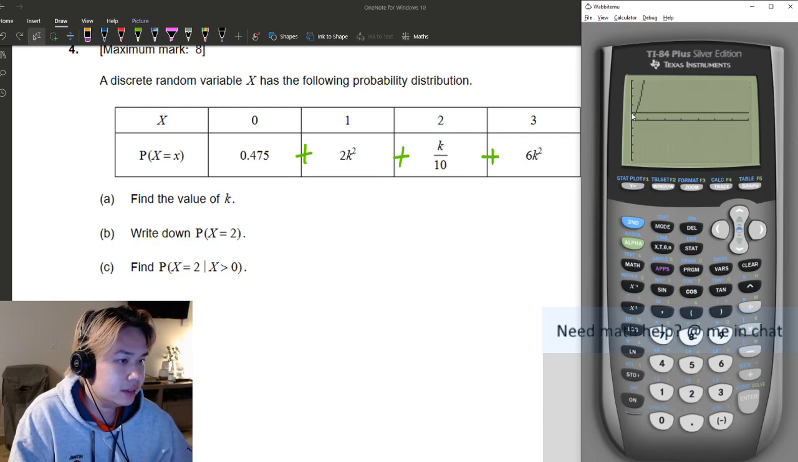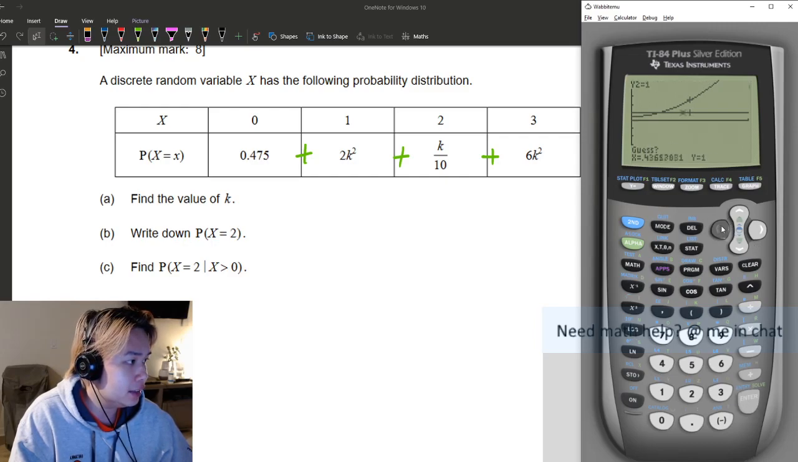And here we go. That is my intersection. So I'm going to change my window. I don't need it to go all the way to 7. This should make it easier to see. And then let's calculate the intersection. So first curve, second curve.